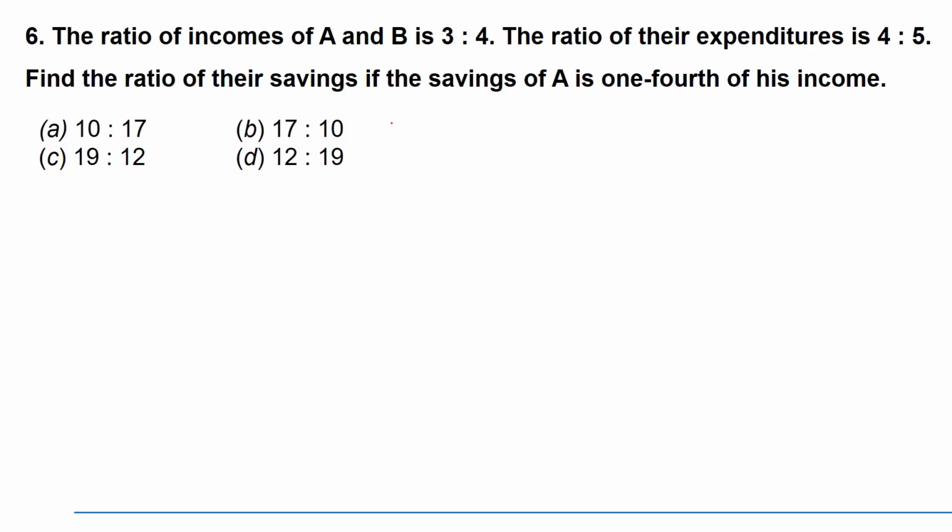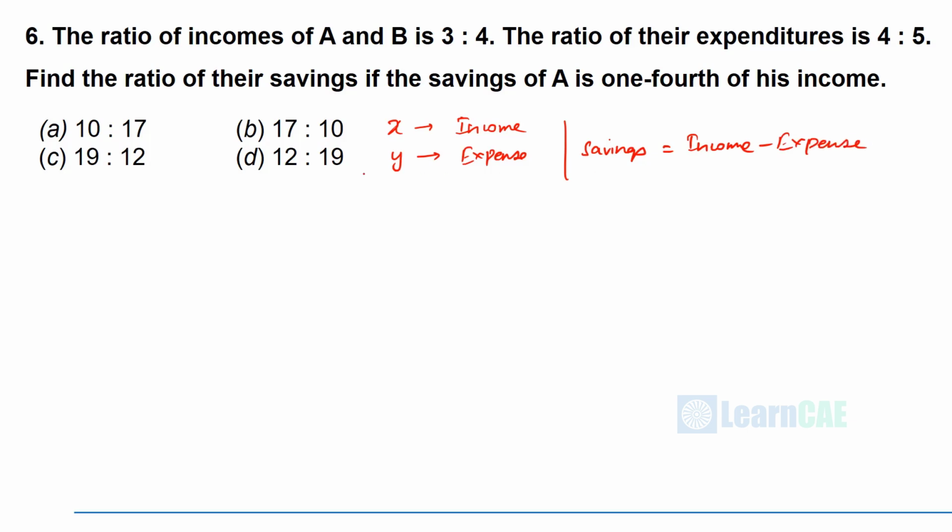Okay. Let X represent income and Y represent expense. We know that savings is equal to income minus expense. So let us tabulate the ratio for A and B. This is for A and this is for B.